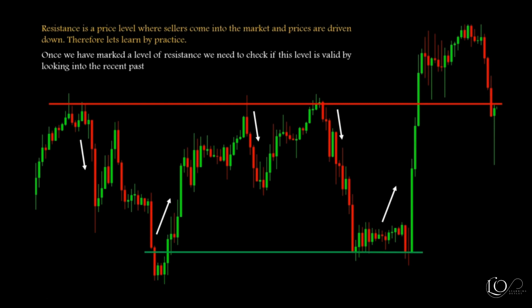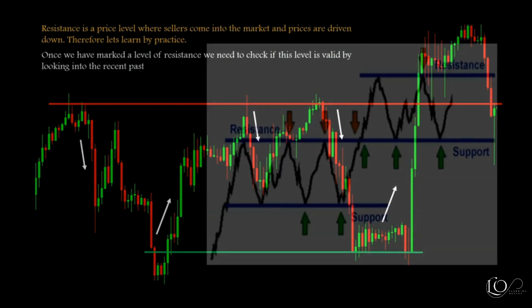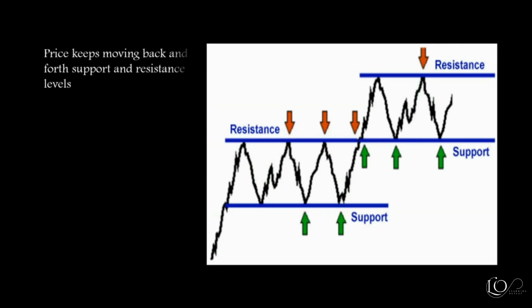So even though buyers have been in control and they managed to break through this line, the sellers stepped in and pushed the price back downwards. Now this is the second step that we need to learn about support and resistance. So basically, price keeps moving back and forth between the support and resistance levels, but sometimes there's going to be a break in the resistance level or in the support level. In this case, you can see that there is a break of the resistance as price moves upwards.